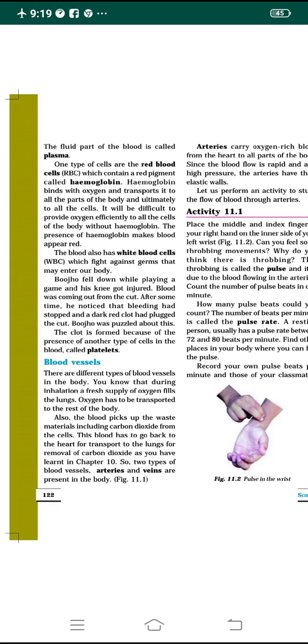The clot is formed because of the presence of another type of cells in our blood, which we call platelets. Platelets are very important for our body. If there were no platelets, when you got an injury, the blood would continuously flow out. Platelets are cells present in our blood which help in the clotting process. They stop the bleeding of the blood. Dear students, I hope you have understood RBCs, WBCs and platelets. Let me continue the remaining part of this concept in the next class. Thank you and have a nice day.